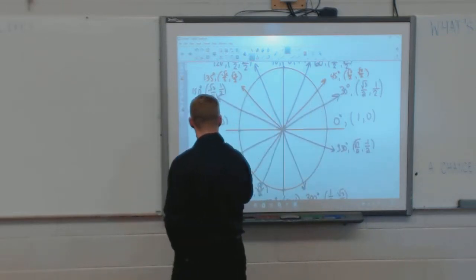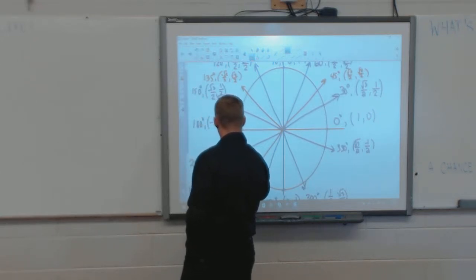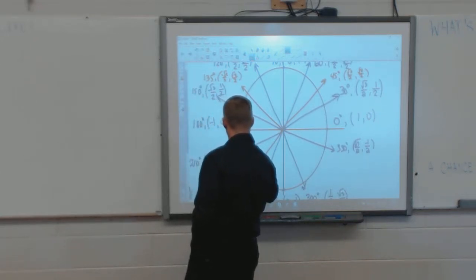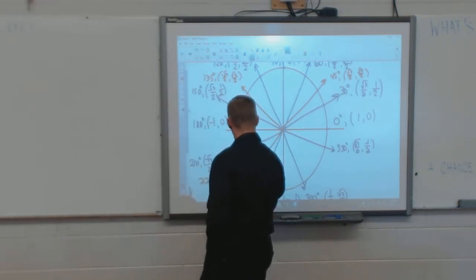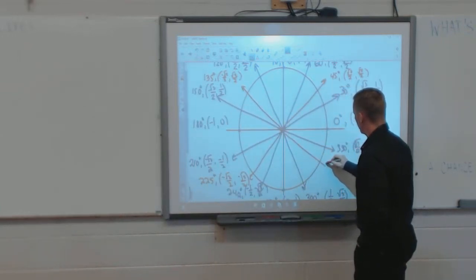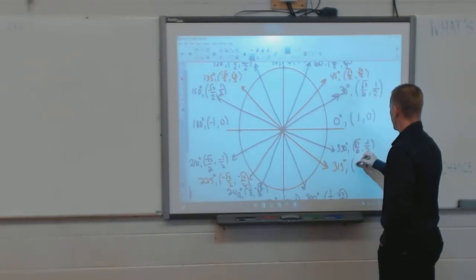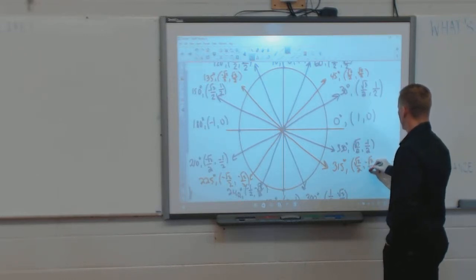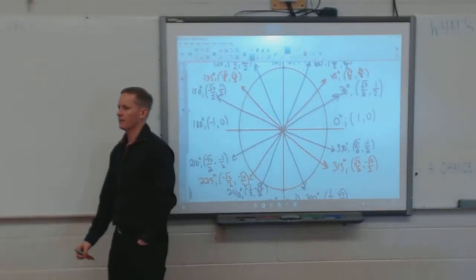Down here, 225: minus root 2 over 2 and minus root 2 over 2. And finally, 315. Again, the reference angle stays the same. Root 2 over 2, minus root 2 over 2. Okay?